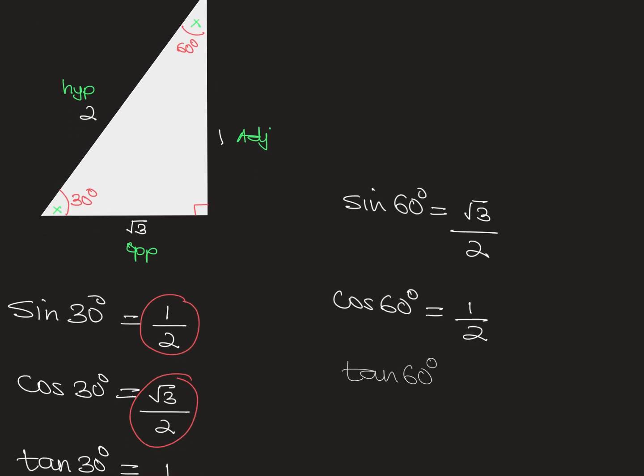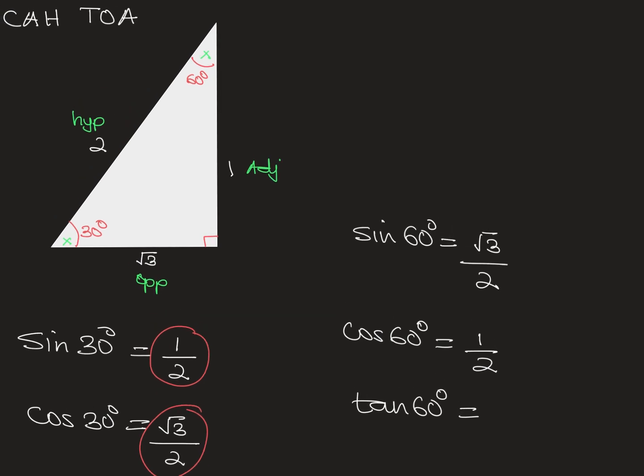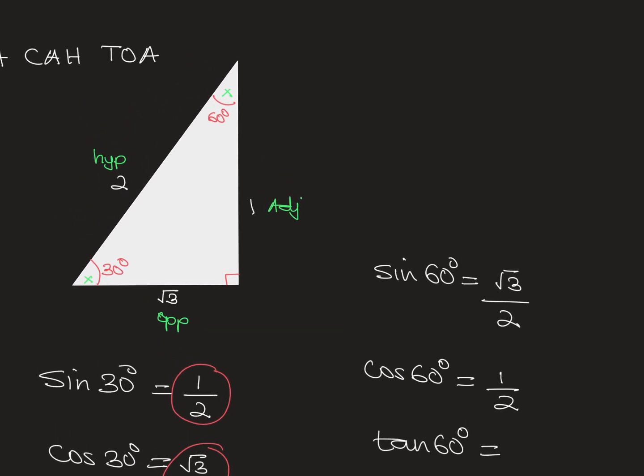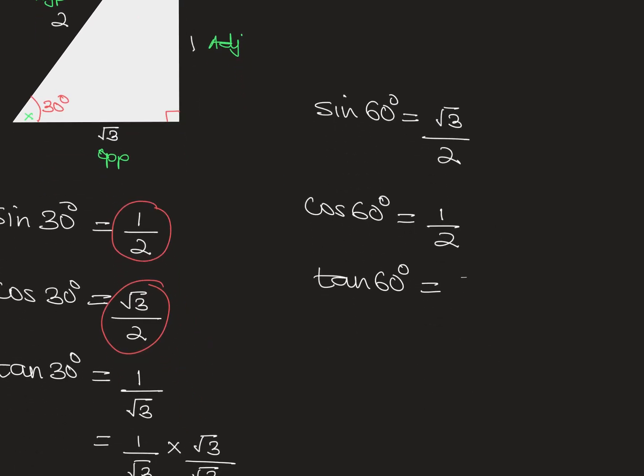Tan 60 degrees is equal to opposite divided by adjacent. Remember, TOA, opposite divided by adjacent. The opposite is root 3, the adjacent is 1. So tan 60 is root 3 divided by 1. If we simplify that, that is just root 3. All right. So this is how we are able to have the values. Sine 60 is root 3 divided by 2. Cos 60 is equal to 1 over 2. And tan 60 is equal to root 3.